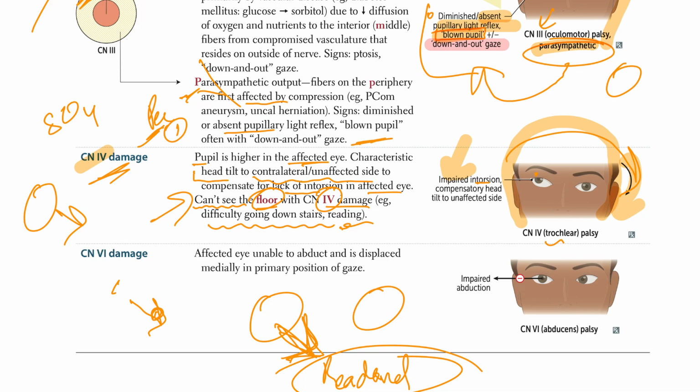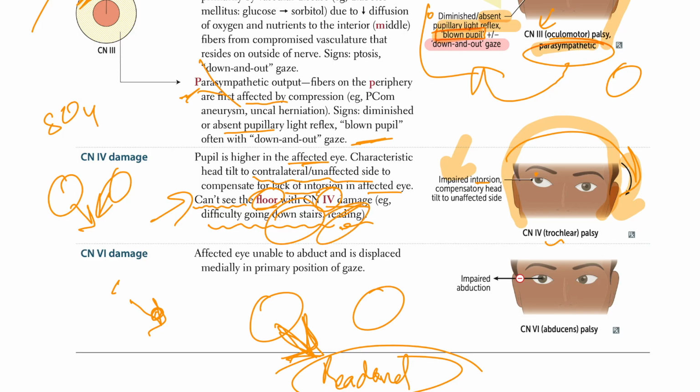Let me just double check something here. Superior oblique, yeah, turns the eye down and in, yeah. So here, down and in. So here's the eye, down and in. That's the superior oblique. For example, reading, going downstairs. So when you damage the superior oblique, now you can't have this intorsion. So the head will compensate and tilt towards the affected side. And that's what this CN4 damage is.